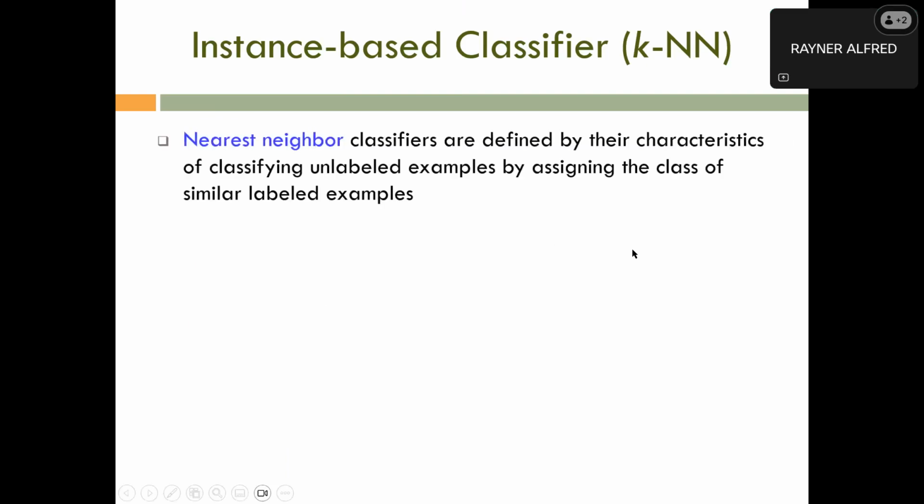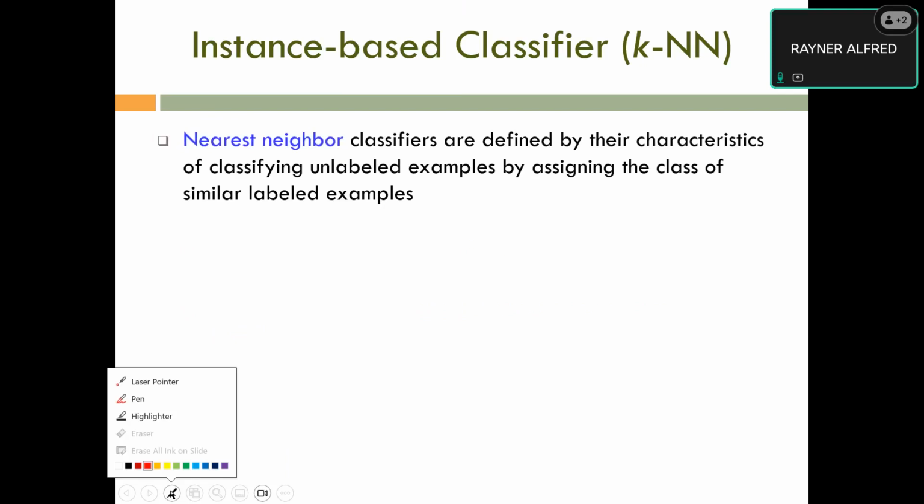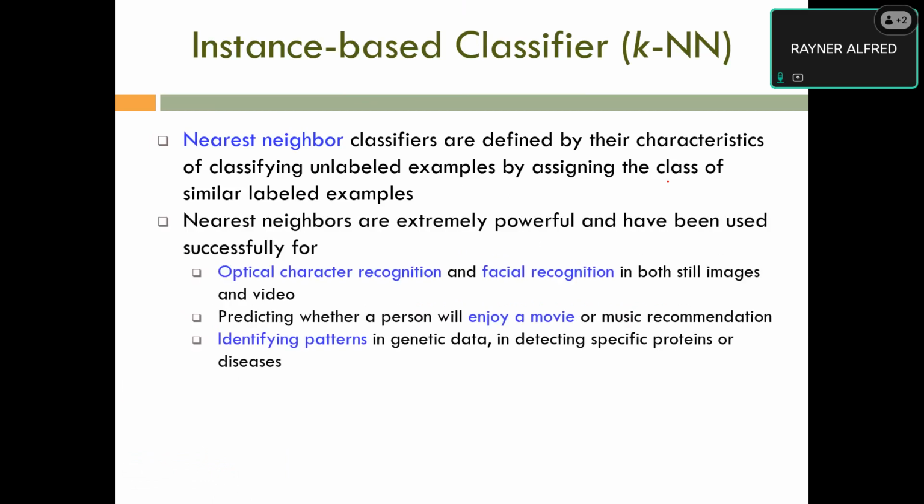Nearest neighbor classifiers are defined by their characteristic of classifying unlabeled examples by assigning the class of similar labeled examples. So basically, they are using the label of the nearest neighbor or the nearest sample that matches the new item that we have. This can be used for optical character recognition, facial recognition, predicting whether a person will enjoy a movie or music, and patterns in genetic data.